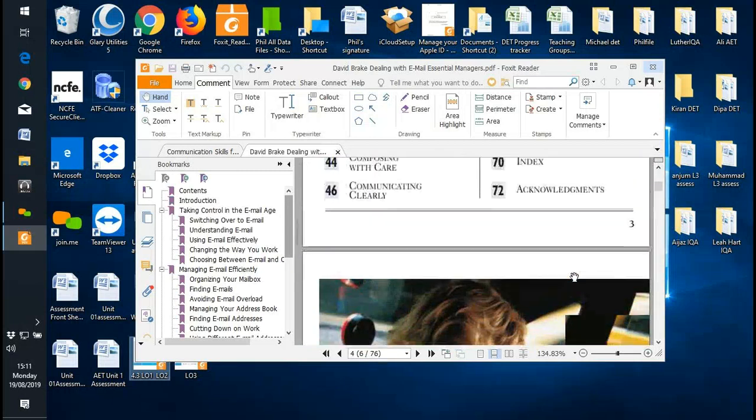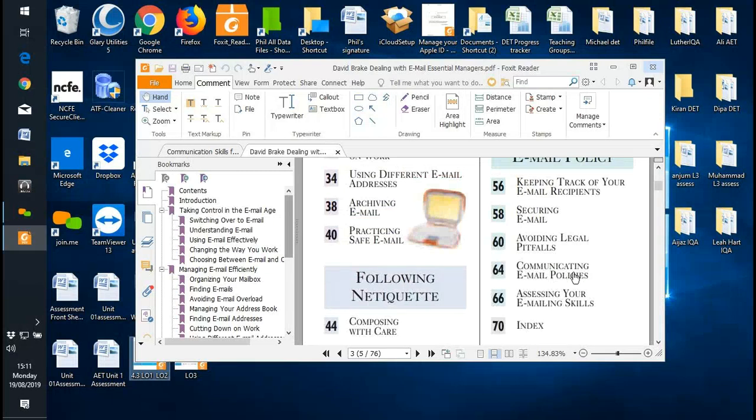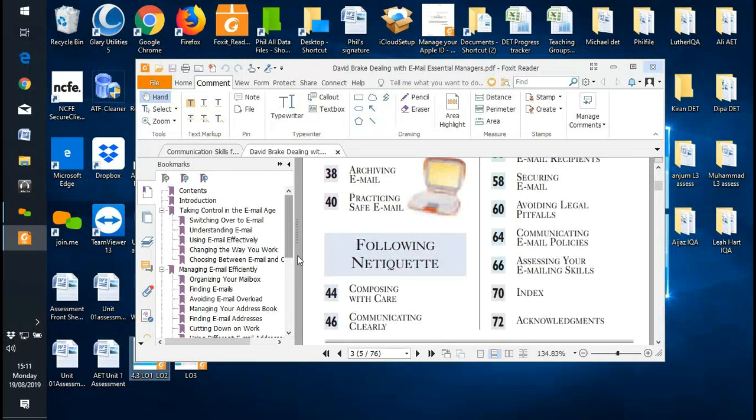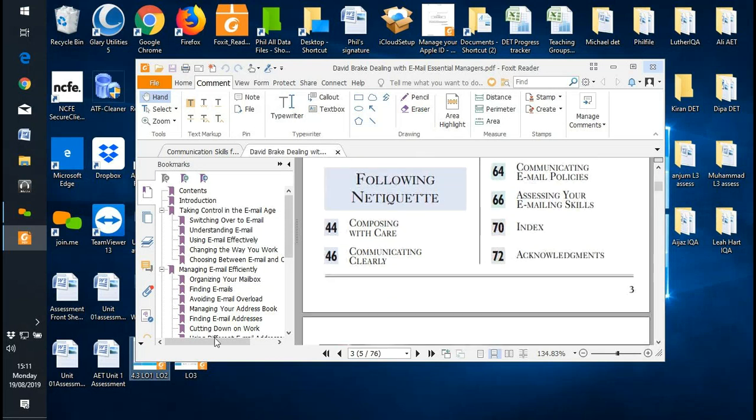There's also further reading on another page on the VLE, and that lets you look at different subjects within email. If you want to learn more about email, it tells you which pages those are on, you can go straight to them here and have a look at those. And again, this information is on the VLE for you to use.